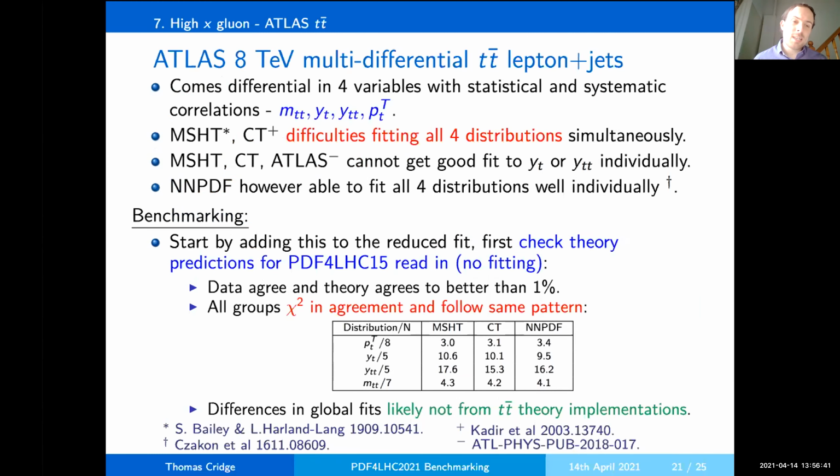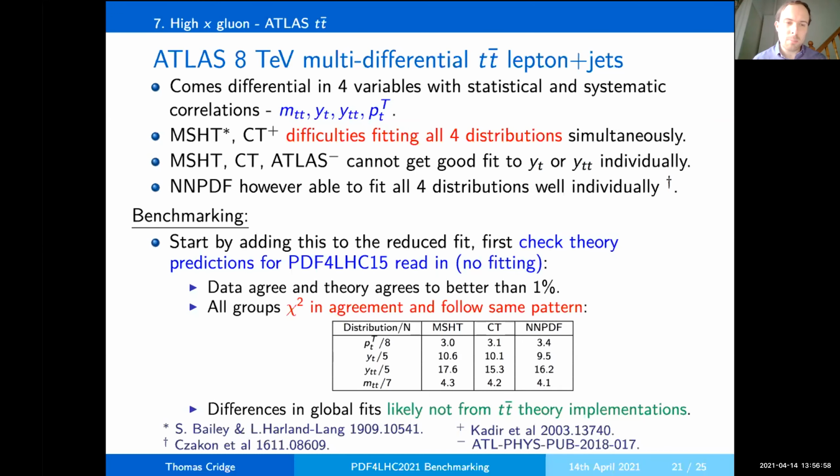At the same time, MSHT, CT, and even Atlas have found that you cannot actually get a very good fit to the rapidity distributions even when fit individually. In contrast, NNPDF 3.0, which didn't have lots of the other jet data that's since been included, however, found they were able to fit all 4 distributions well individually. So we want to understand this in the context of the benchmarking.